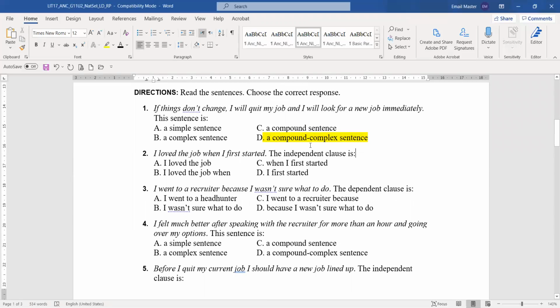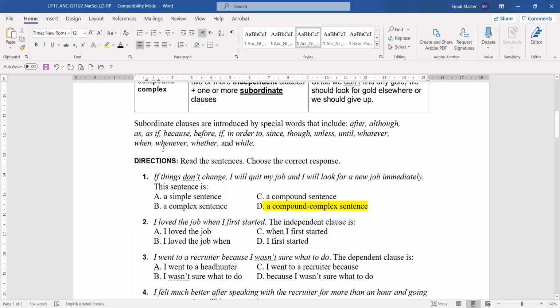Number 2, I loved the job when I first started. So let's have a look. When is here, so this one is a complex sentence. The independent clause is I loved the job, because when I first started cannot be used on its own.